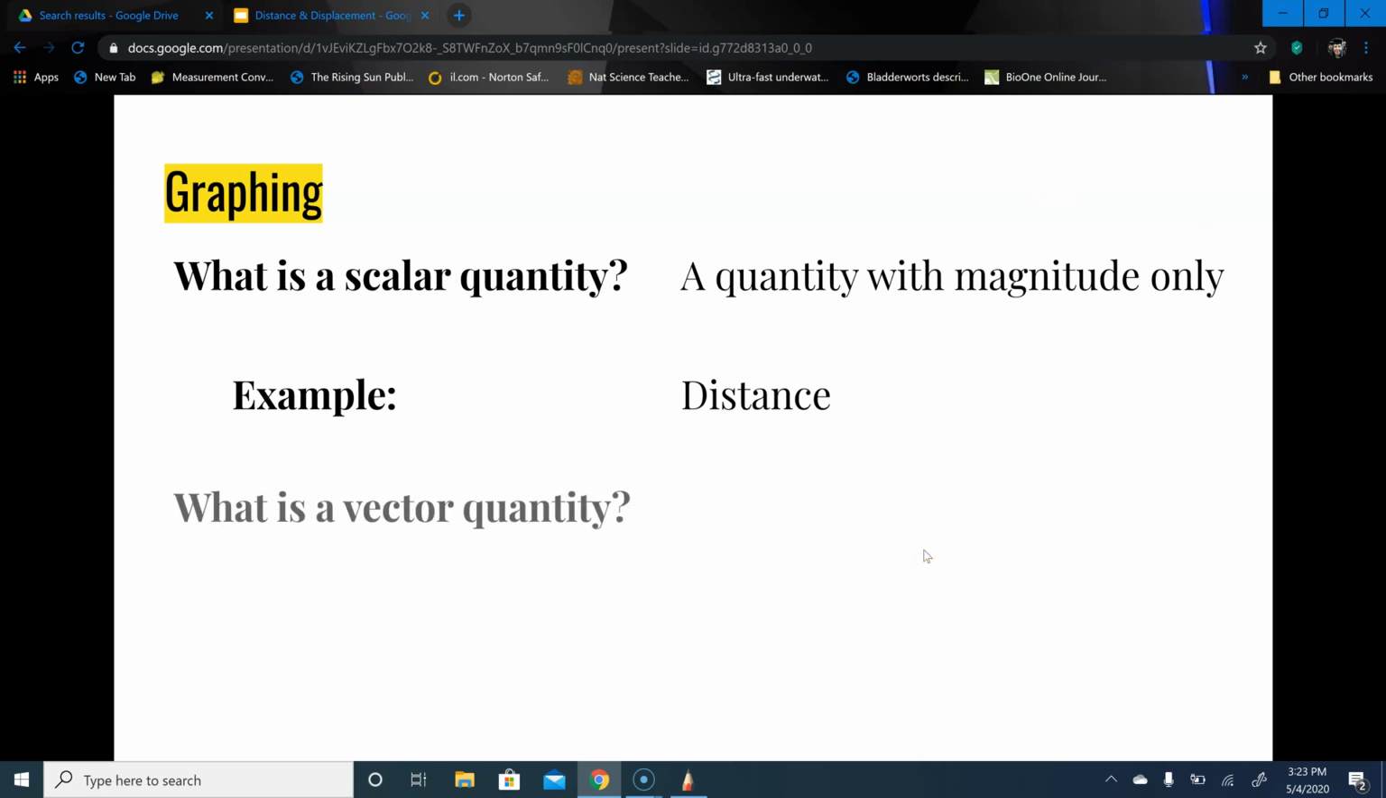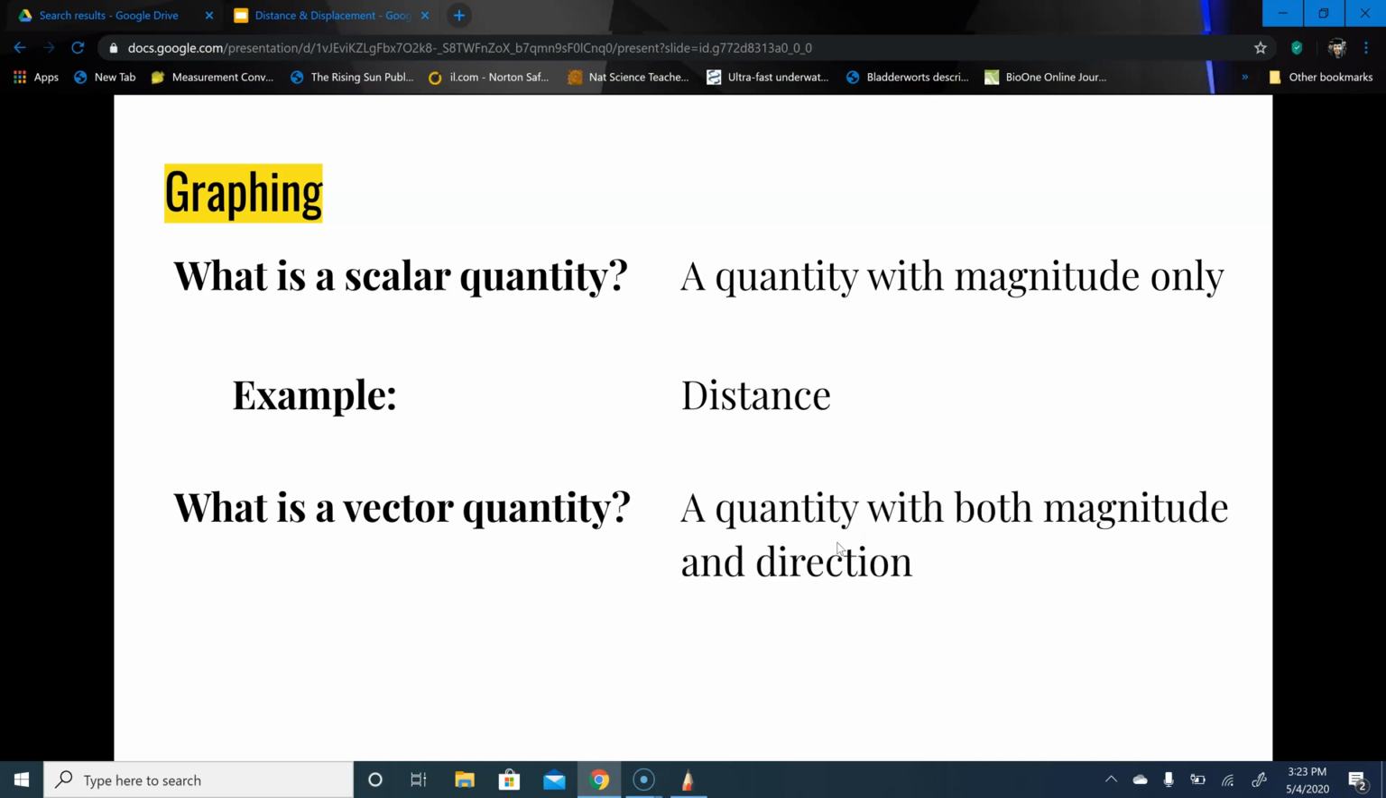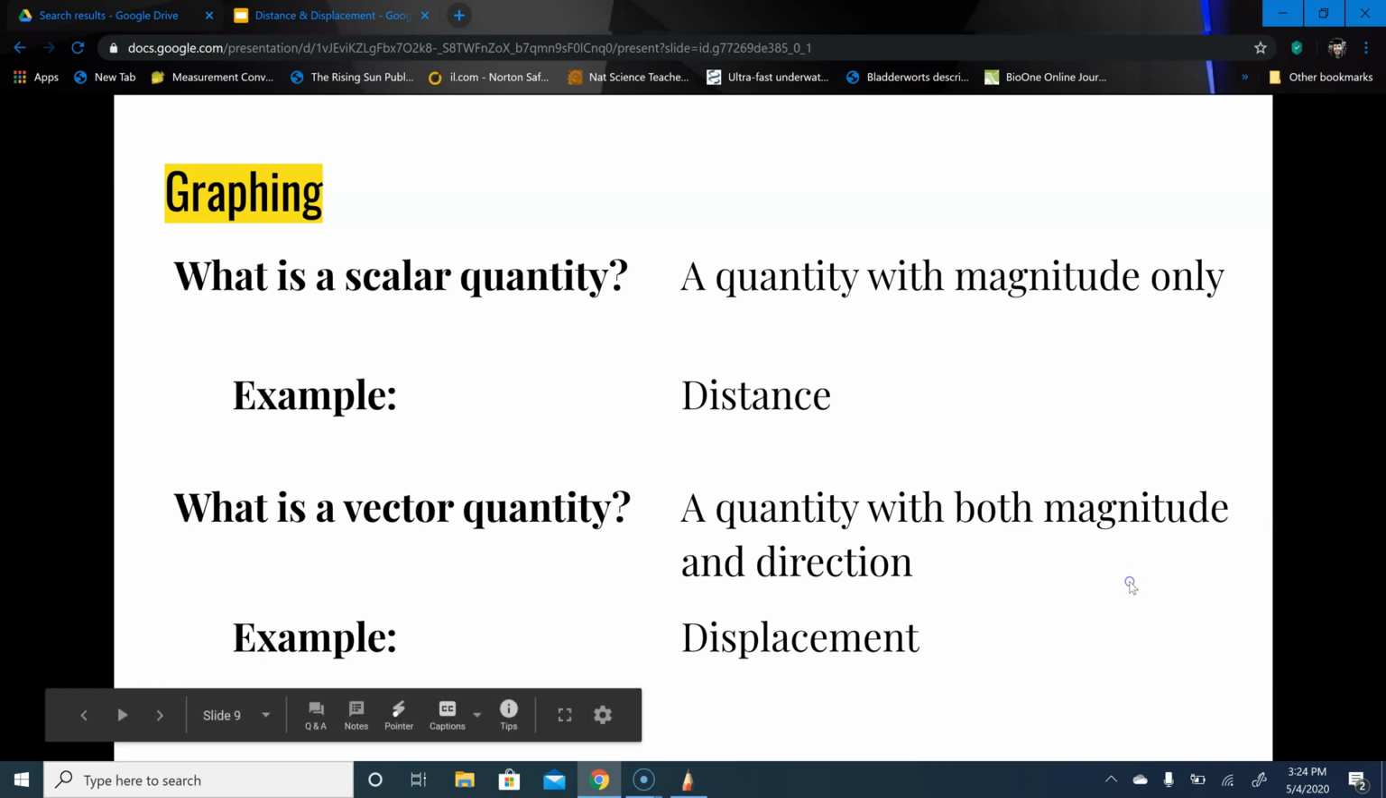It only has magnitude. A vector quantity has a magnitude and a direction. And the perfect example for right now for us is displacement, because notice that every time you talk about displacement, you have a magnitude or an amount, but you also are telling in what direction.